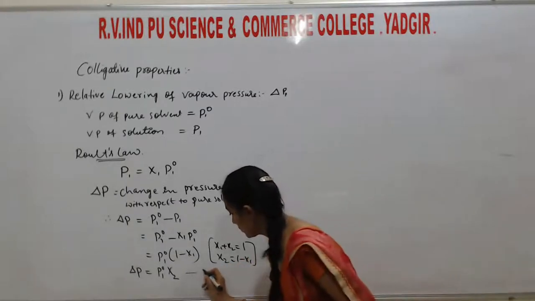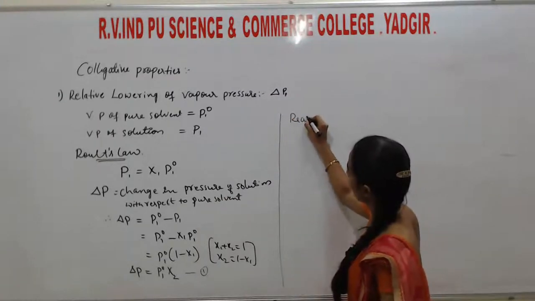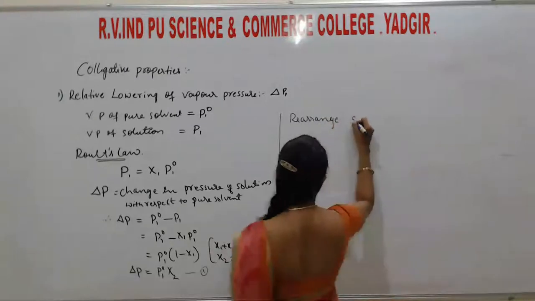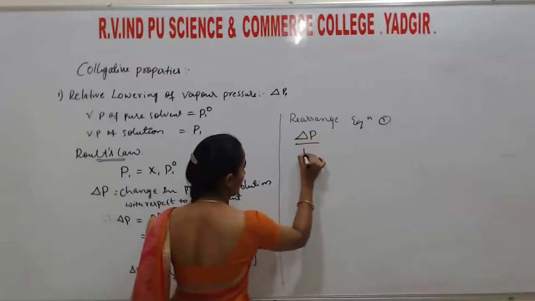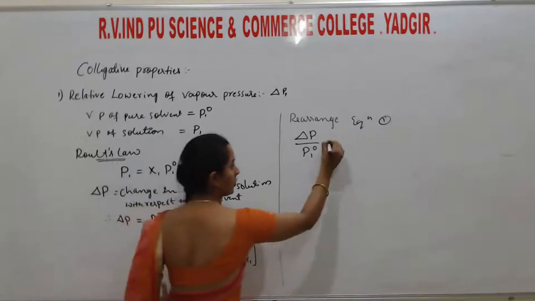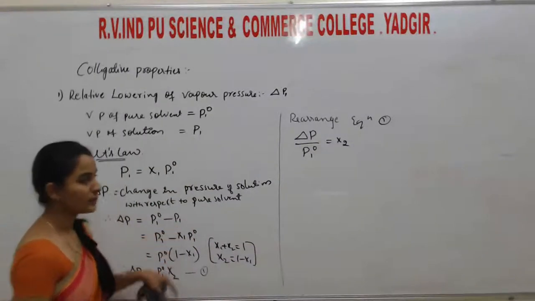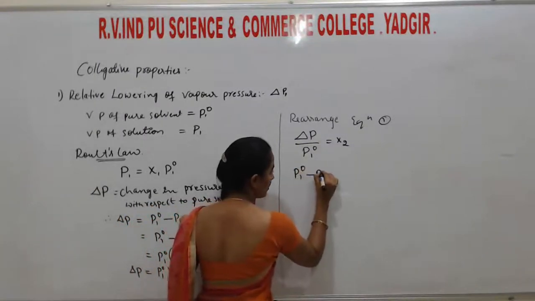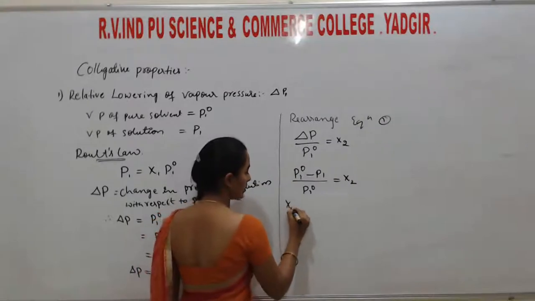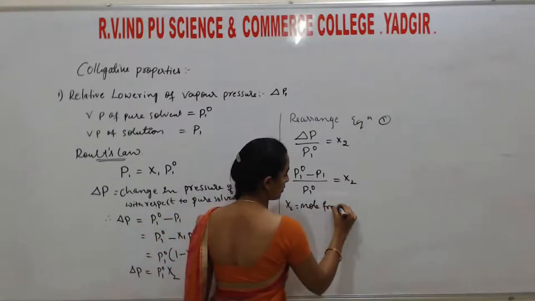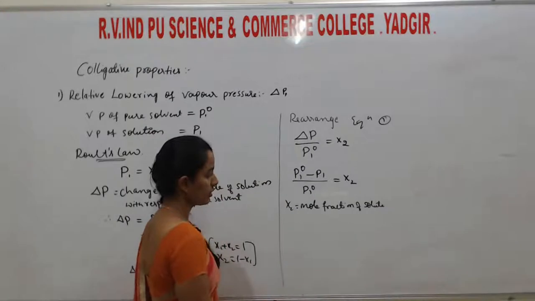Assume this is equation 1. We rearrange equation 1. So then what happens? Delta P divided by P1 naught is equal to x2. What is this delta P? P1 naught minus P1. So P1 naught minus P1 divided by P1 naught is equal to x2. So x2 means what, students? Mole fraction of solute.